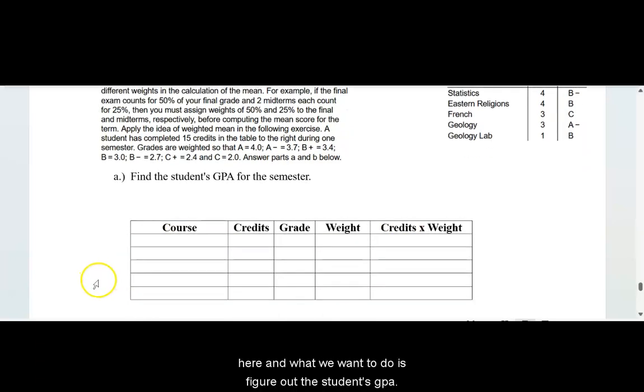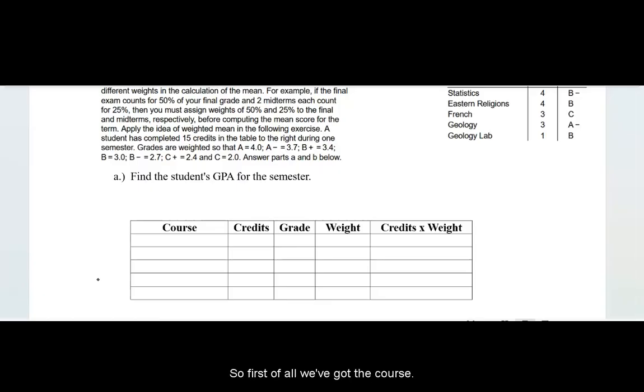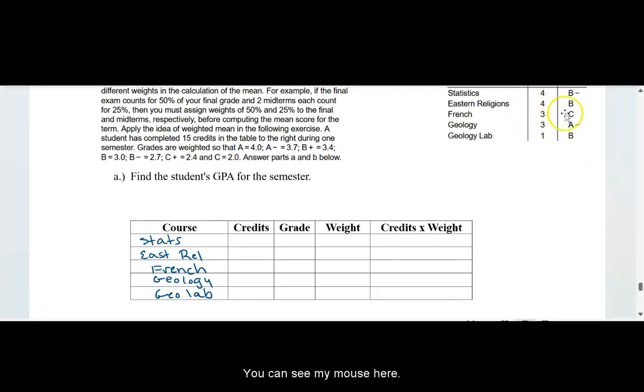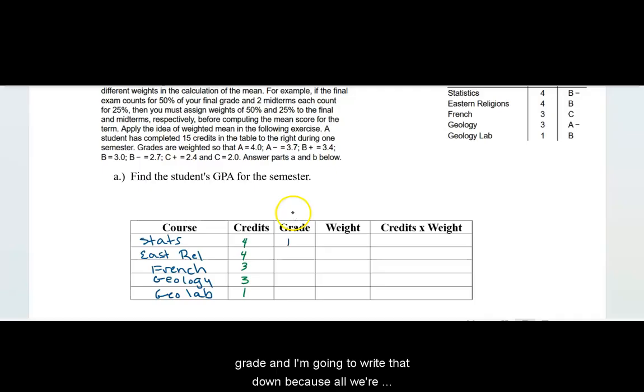All right, so we're going to go down here, and what we want to do is figure out the student's GPA. So first of all, we've got the course. I'm going to abbreviate for all of these because I don't want to waste too much time with that part. I'm just writing down, and then I'm going to put Geo Lab. There we go. Now I'm going to write here the credits. Go back up to your table. In that middle column, you can see my mouse here. That is the credits. So all I'm doing right now is taking that table and writing down the values. And same thing with the grade. Over here, we've got a grade, and I'm going to write that down because all we're doing right now is organizing our data.